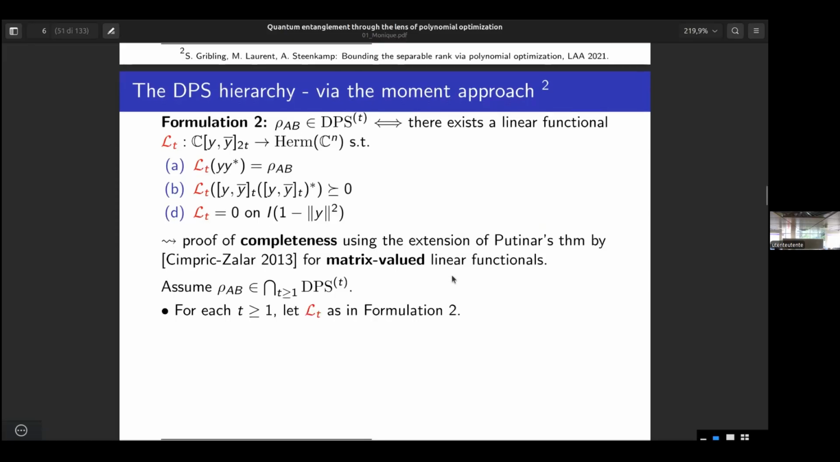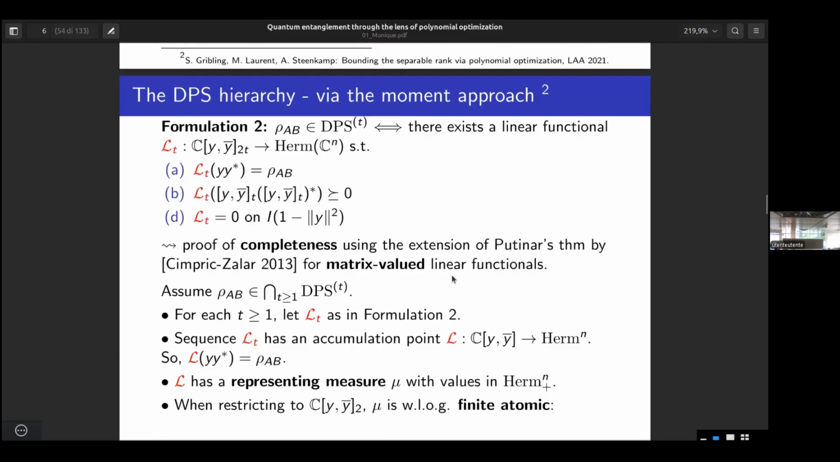This is the two-line proof. We take our state which lies in all the DPS relaxations. So for every t, I have such a linear functional L_t, positive, 0 on the ideal, very roughly speaking. So very classically, this implies that for every t you have an L_t, acting on polynomials of degree 2t, then 2t plus 2, so increasing. And you can show that this sequence has an accumulation point, which is now acting on the full polynomial range.